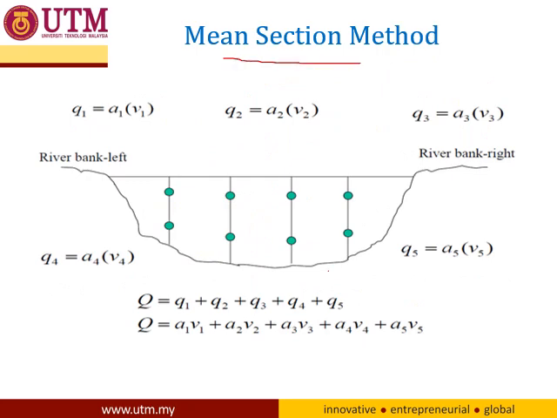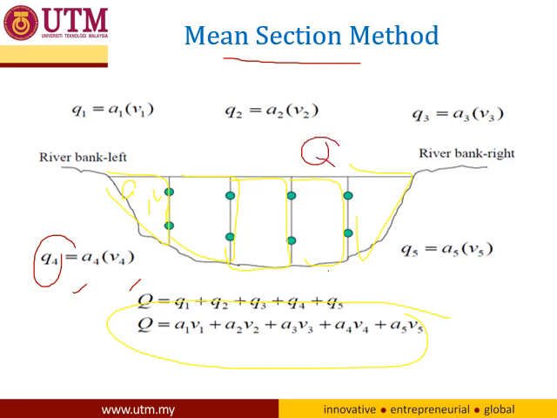So for the mean section method, in the end you just multiply A and V. Finally, when you get the flow rate for each section, this section means 1, 2, 3, 4, and 5 sections, each has its own A1, V1, A2, V2, and so on. So you add them all, same like the mid section method. Then in the end you will get the Q for this whole cross section.